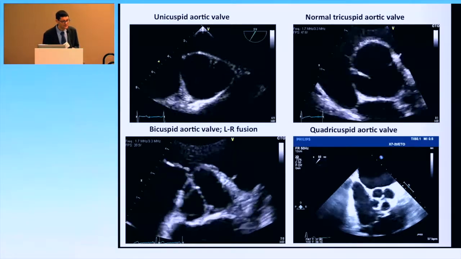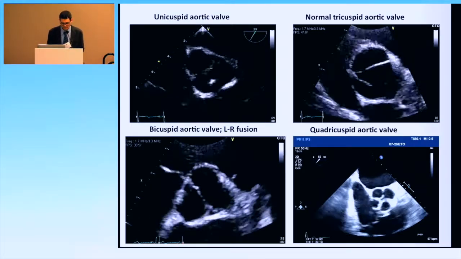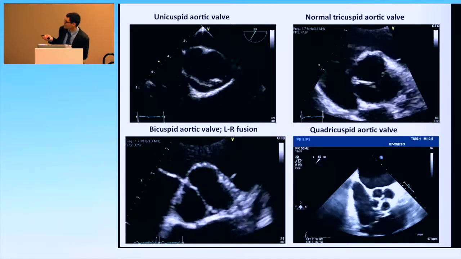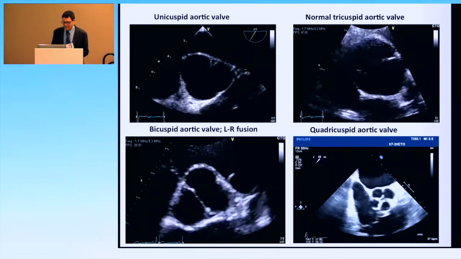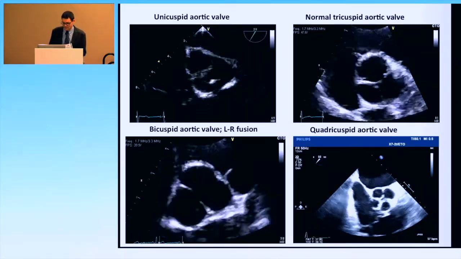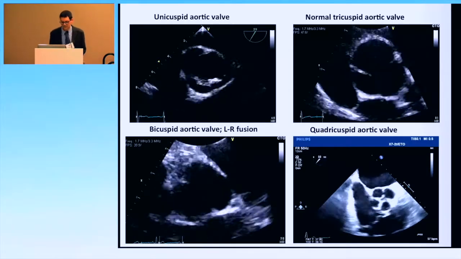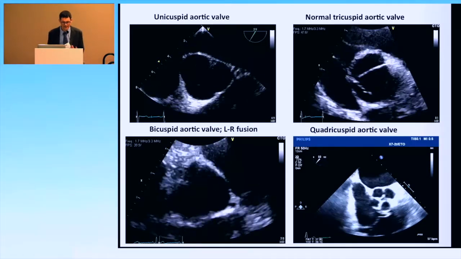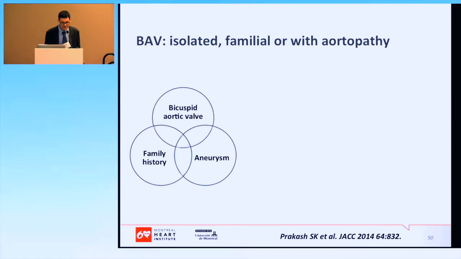The aortic valve can have a lot of anatomical variations. So you see the main 4 here. The most common that we see in terms of abnormal aortic valve is the bicuspid aortic valve, and as it has been suggested before, the bicuspid aortic valve is kind of a strange animal that can lie at the intersection between isolated bicuspid aortic valve, aortic disease, and family history.